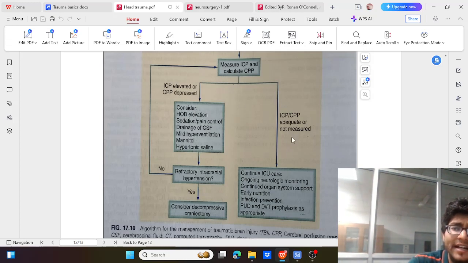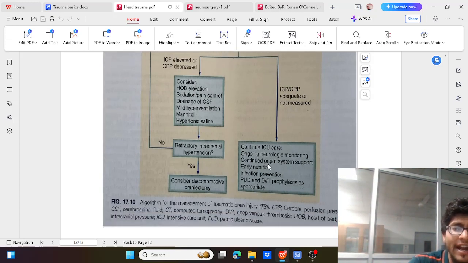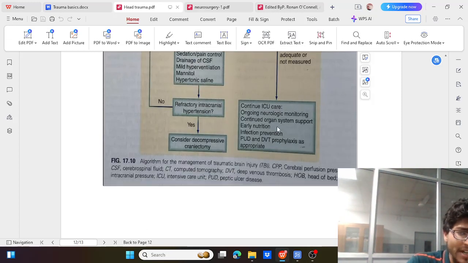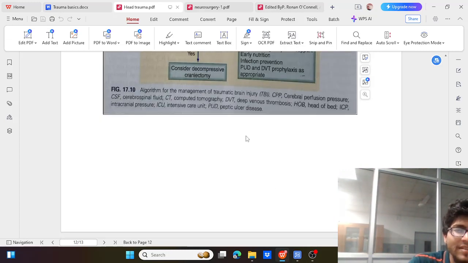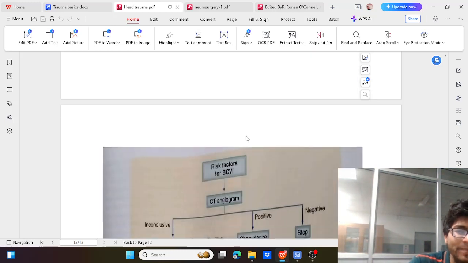If the ICP is managed or is adequate, or sometimes is not measured, we can continue ICU care, monitoring, end organ support, organ system support, manage nutrition, and we can also give antibiotics as per need, prevent DVT and ulcers in the stomach, that is the peptic ulcer disease, and we'll give prophylaxis for that. For DVT, we can use mechanical pump. For ulcers, we can give proton pump inhibitors, PPI. So this will be about basics of head injury.